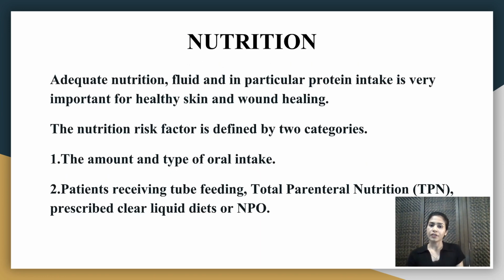The fifth component is nutrition. As we all know, nutrition plays a very important role in keeping us healthy, and protein is very important for wound healing. So here, the nutrition risk factor is defined by 2 categories. The first one is the amount and type of oral intake, and the second one is for patients receiving tube feeding, total parenteral nutrition, that is TPN, and patients on liquid diets or NPO.